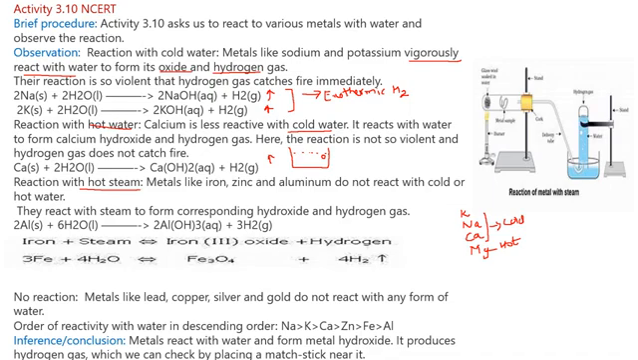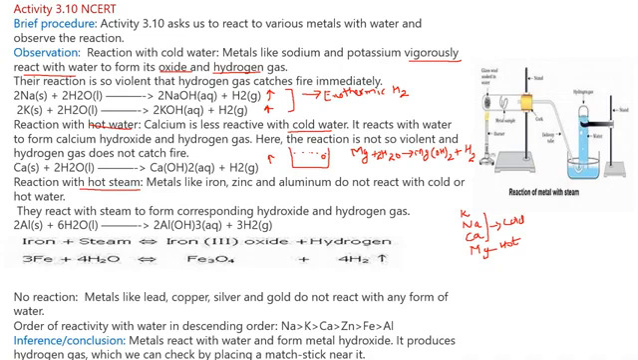I'll just write the reaction over here. Mg plus H2O gives you Mg(OH)2 plus hydrogen is released, right? You need to balance the equation. Hydrogen: 2 plus 2 is 4, oxygen is 2, so I'll put 2 over here. My hydrogen got balanced, my oxygen got balanced, right?